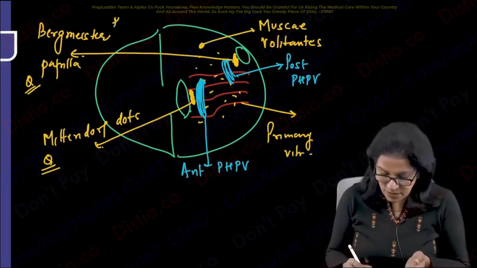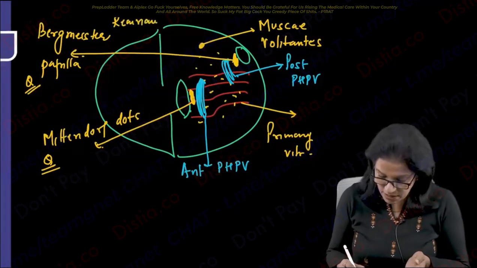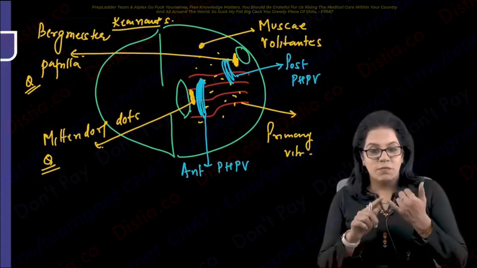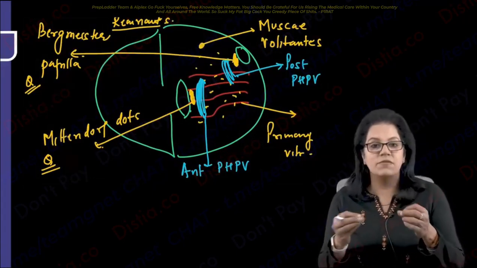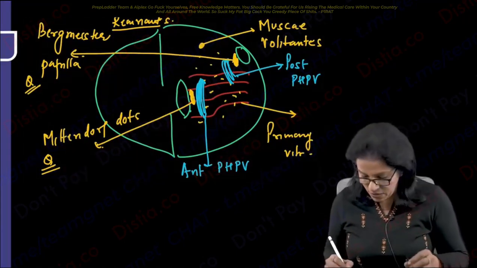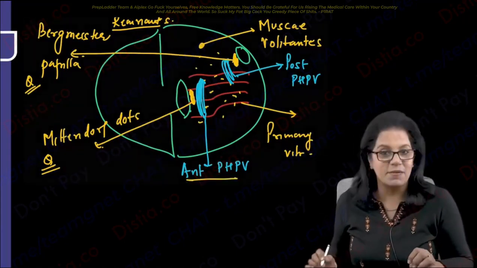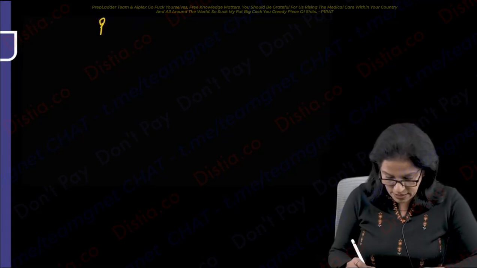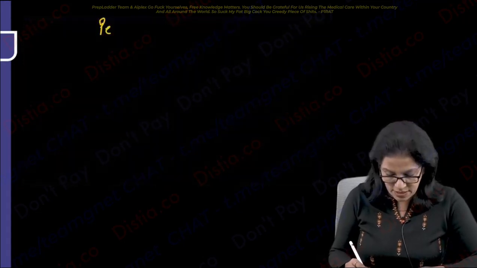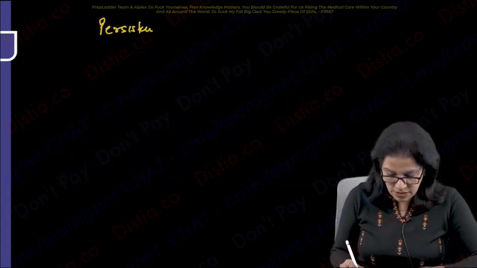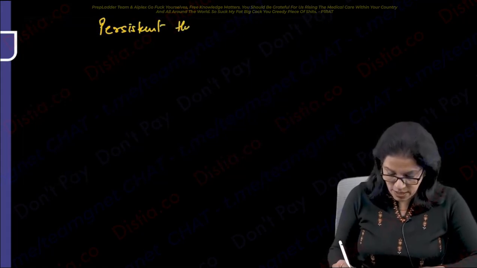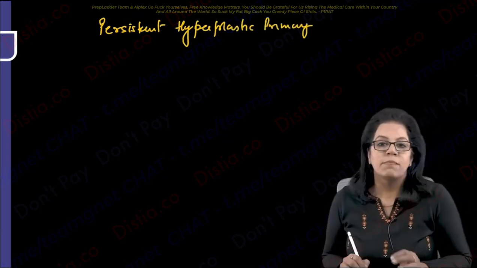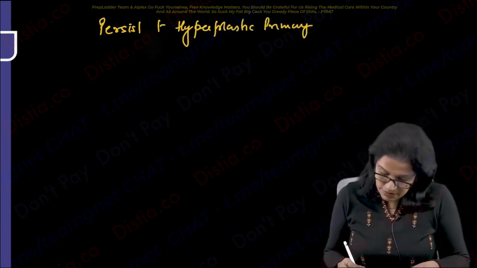Okay. So, this is your remnant of hyaloid tissues. We are learning the remnants of hyaloid tissue. So, musca volitantes could be Mittendorf dot, Bergmeister papilla, or anterior and posterior PHPV. Now, talking about anterior and posterior, PHPV stands for persistent hyperplastic primary vitreous, right? So, the primary vitreous has been persistent. So, write down persistent hyperplastic primary vitreous.